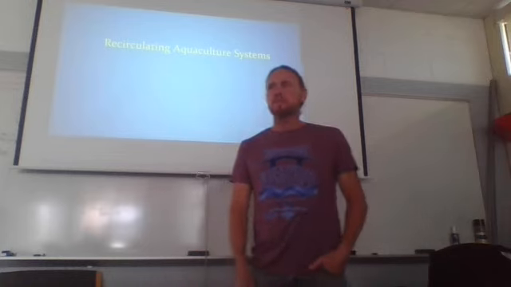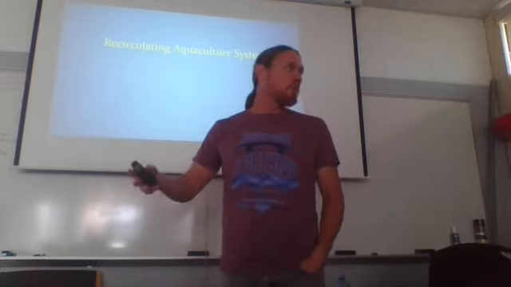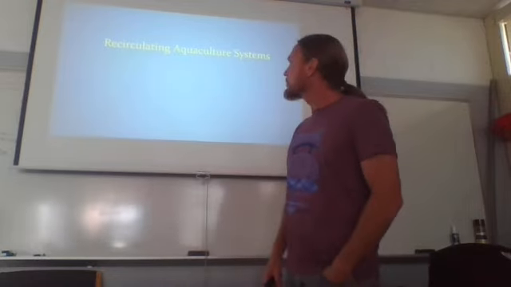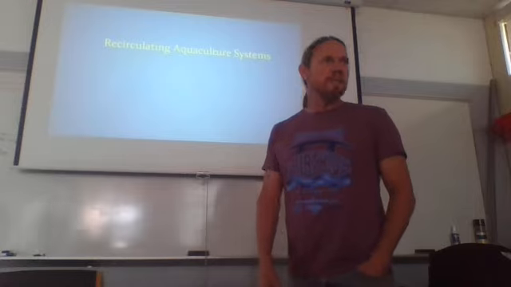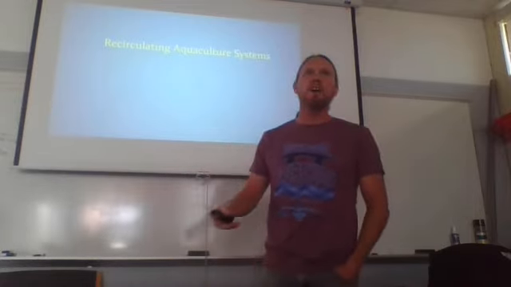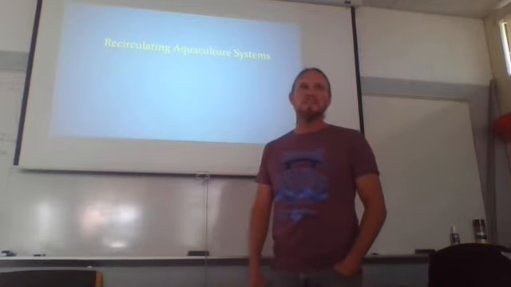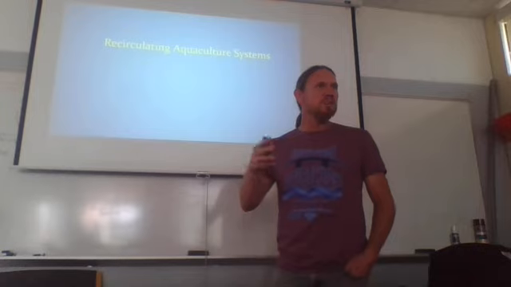Okay, so we're starting our unit on systems. We're going to talk about different types of aquaculture systems, starting with the recirculating aquaculture system. We're going to commonly, throughout the semester, refer to this as an RAS, recirculating aquaculture system. It's the most intensive kind of system.